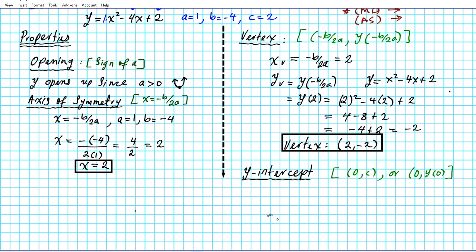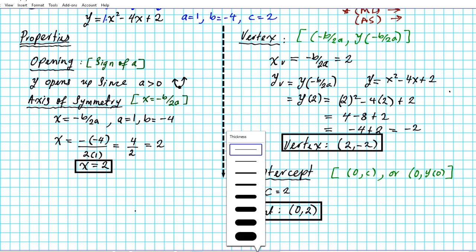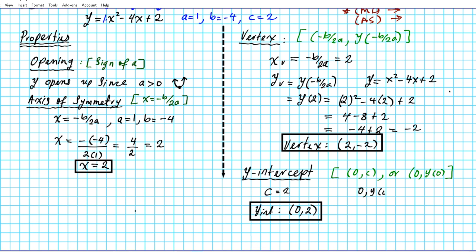So in this problem, we need to remember that c has a value of 2. So that automatically tells us that the y-intercept, which is 0, c, is 0, 2. Okay? So with the standard form as indicated earlier, you can easily see what c is. Now, for other forms, you can also use this formula. This one works regardless of what form you have. 0, y of 0. Okay? So for this one, you have to find what y of 0 is.